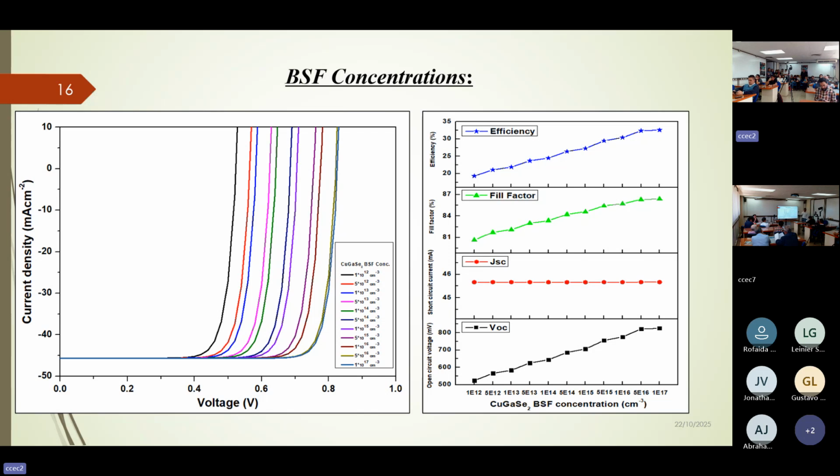Okay, so here we are using and not using the BSF layer. These two show the efficiency. It shows up to 32%, almost near the Shockley-Queisser limit for single junction solar cells, which reaches around 33%. Although these are ideal conditions, using BSF material has the potential to increase the efficiency.